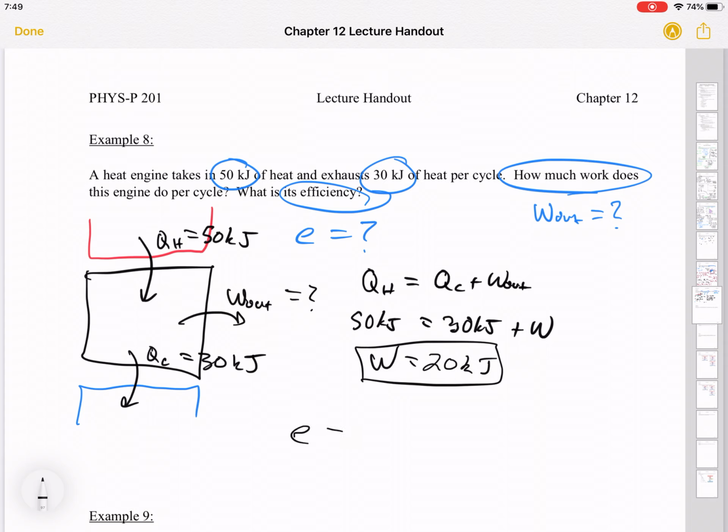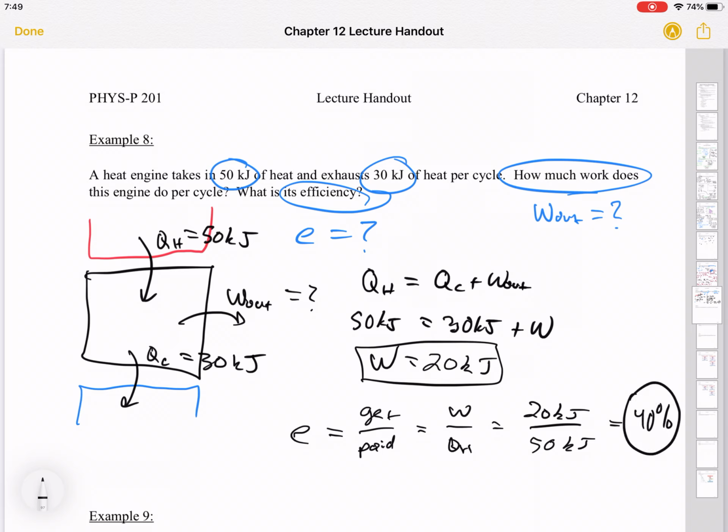What is my efficiency? Well, efficiency is what I get divided by what I paid. What did I get? I got the work. And what did I pay? Q hot. So that's 20 kilojoules divided by 50 kilojoules. The kilos go away, the joules go away, the factor of 10 goes away. So I just have 2/5, which is 40%, right? Or 0.4. Okay, that's great.